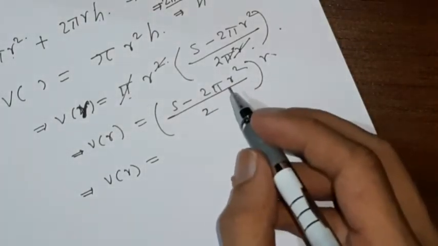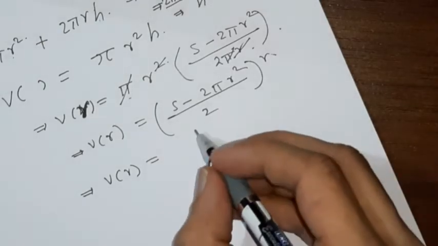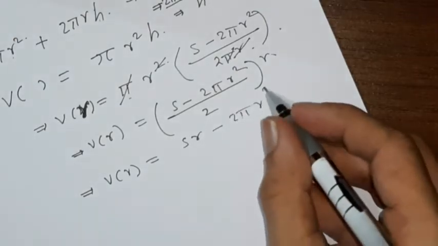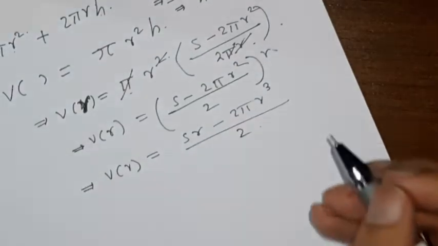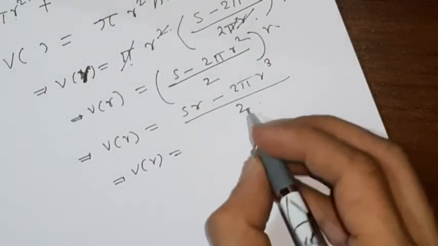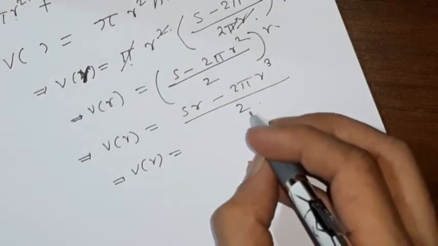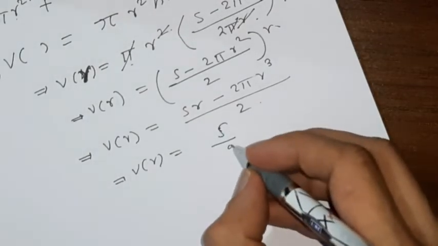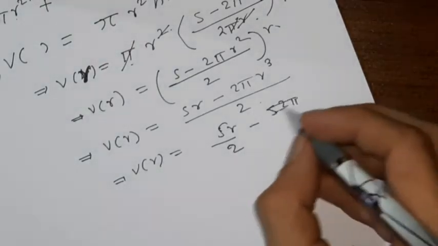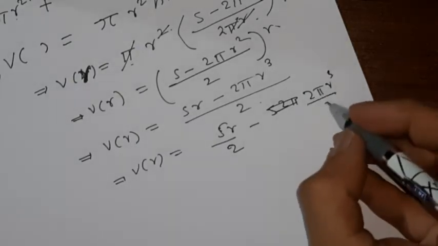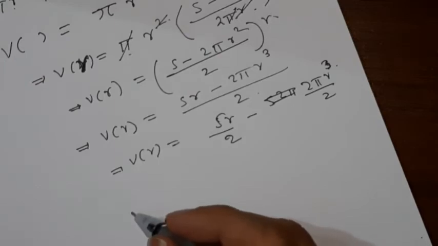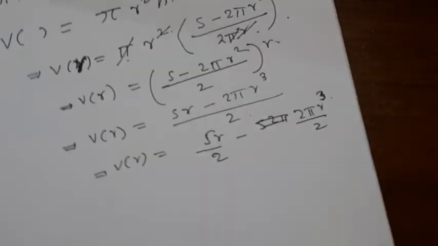If you multiply, what will you get? S r minus 2 pi r cube, divided by 2. So V of r is equal to what? Now we can divide this. So s divided by 2 r minus 2 pi r cube divided by 2. This is what we are getting. This simplified form is okay.